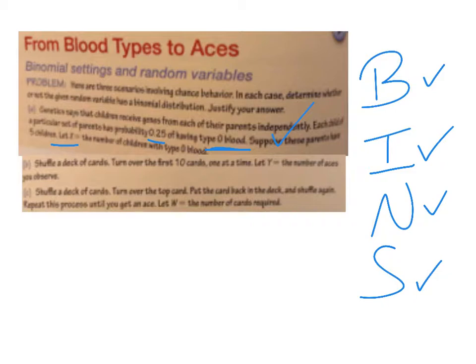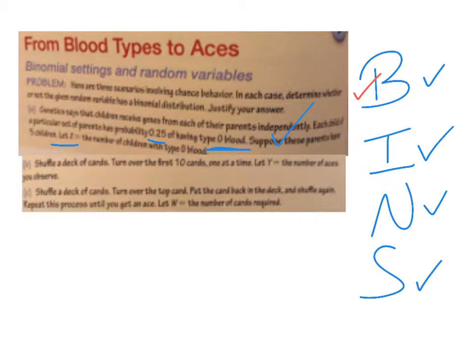So looking at our second one, we've got a deck of cards. Turn over the first 10 cards one at a time. Y equals the number of aces that we observe. Okay, so do we have a B, a success and a failure? Yes, we do. An ace is a success. Anything else would be a failure. Is each one independent of the next? So does the one trial affect the next one?